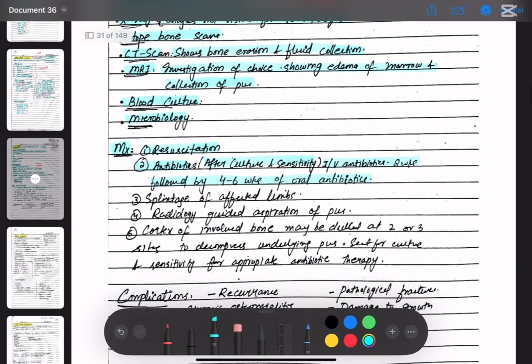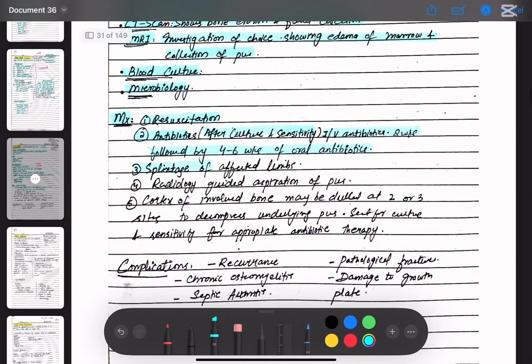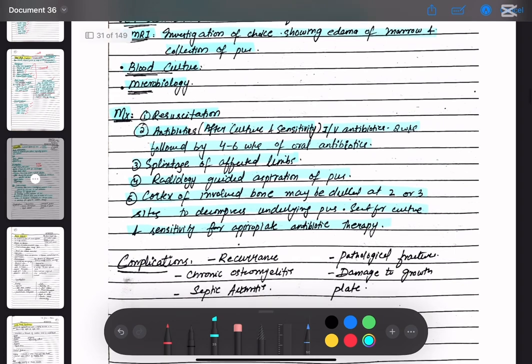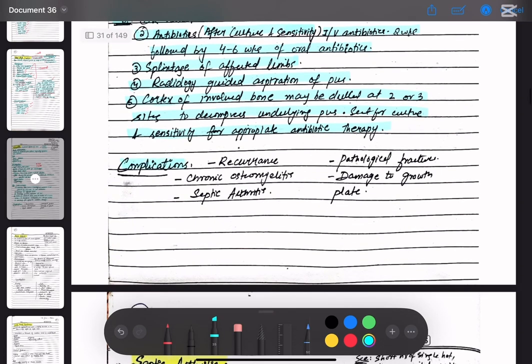And splintage of the affected limbs is done, and radiology guided aspiration of the pus is done, and cortex of the involved bone may be drilled at 2 or 3 sites to decompress underlying pus, and sent for culture and sensitivity for appropriate antibiotic therapy. The complications are recurrence and chronic osteomyelitis and septic arthritis, pathological fractures, damage to the growth plate.